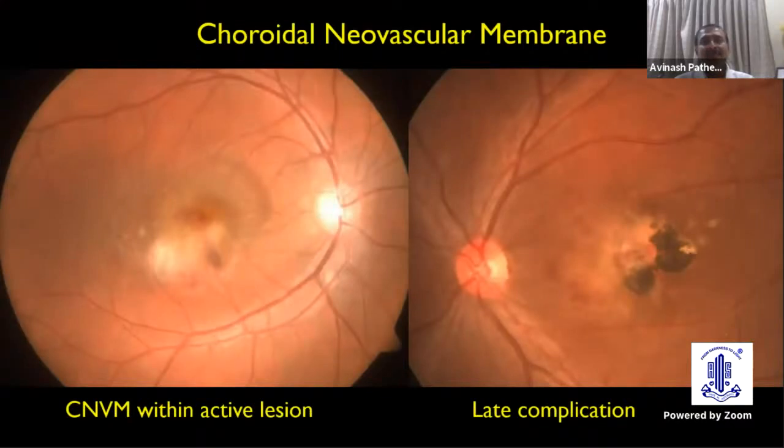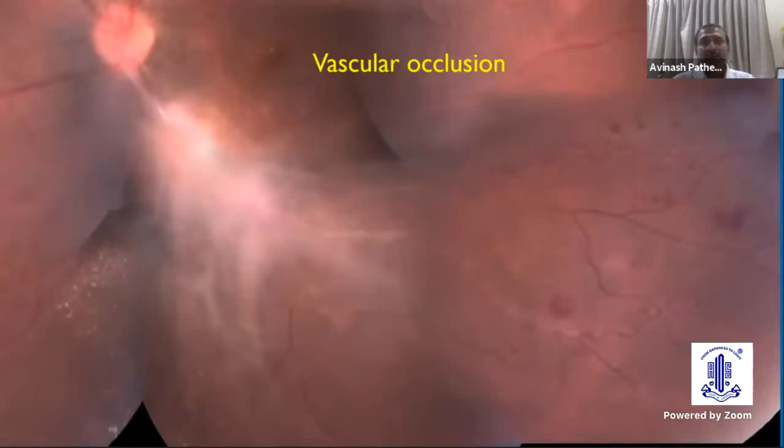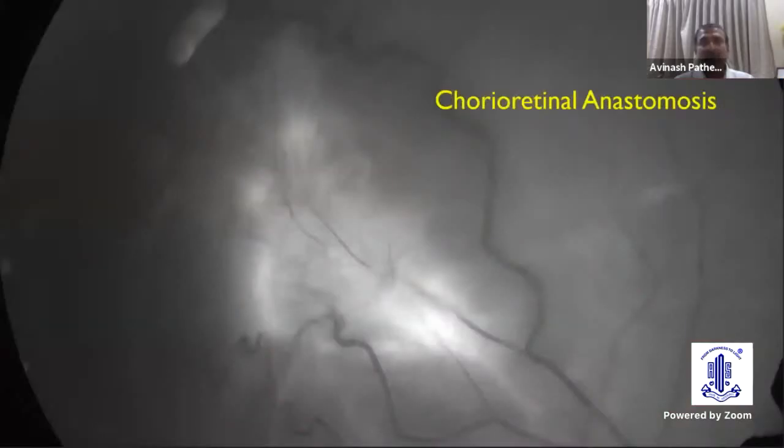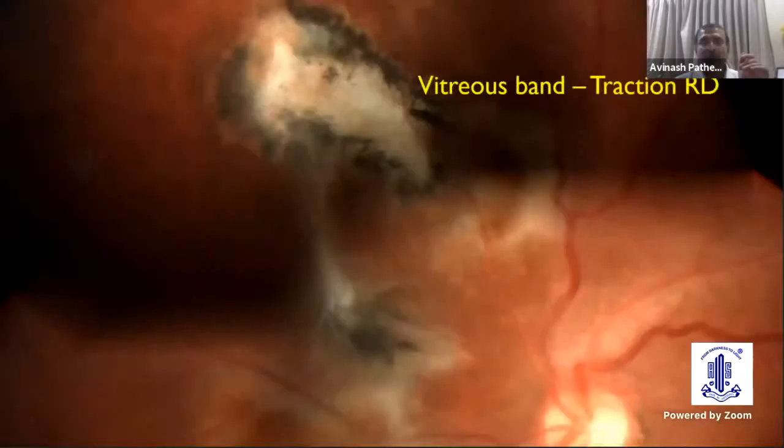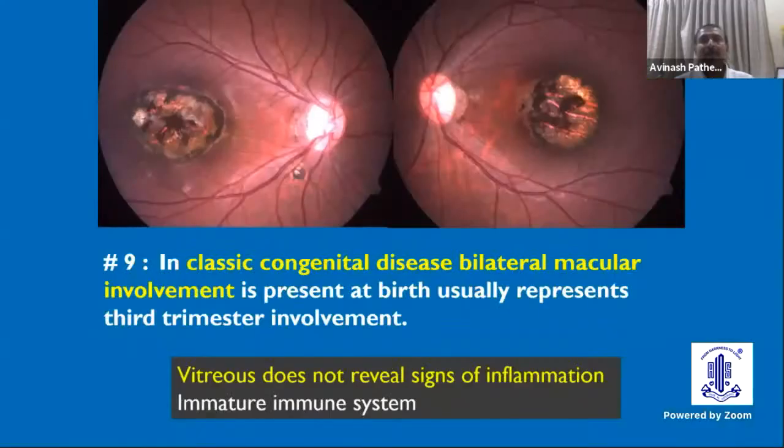This is a common macular complication of toxoplasmosis, which can be seen both in the active stage and as a late stage complication after inactivation. Vascular occlusion, like what you can see, is another complication. Then chorioretinal anastomosis: because of the infection and the necrosis, the retinal and choroidal vessels can get close to each other and form a chorioretinal anastomosis. Sometimes there can be a traction band, which can lead to a tractional retinal detachment, or if the traction is too much, it can create a break and cause a combined detachment.